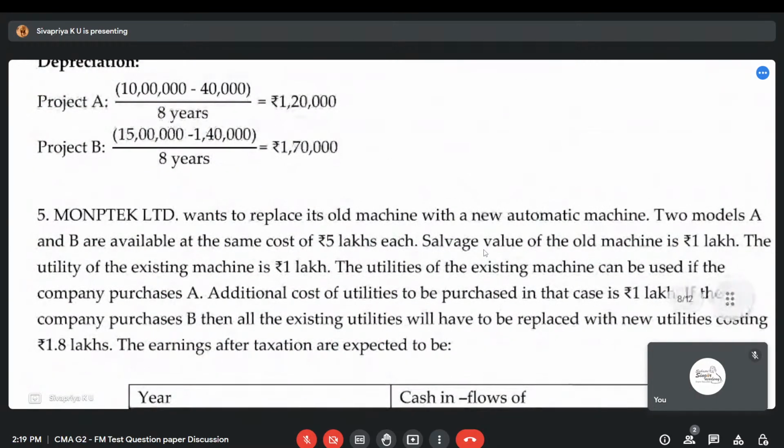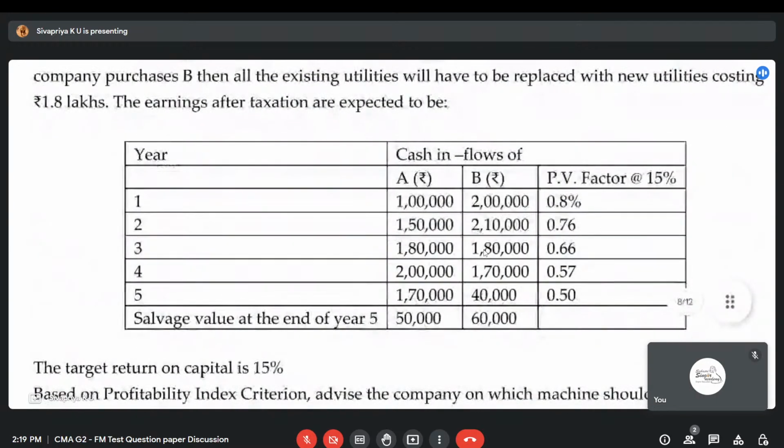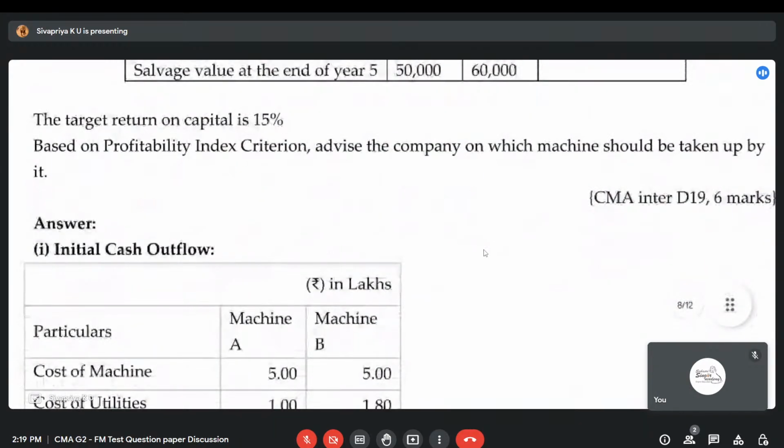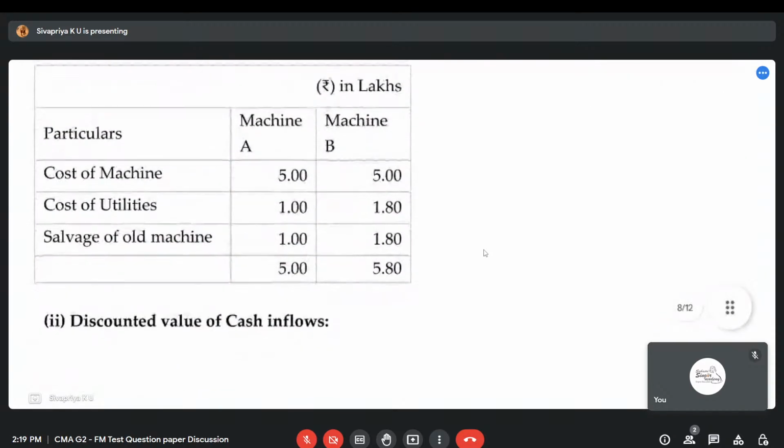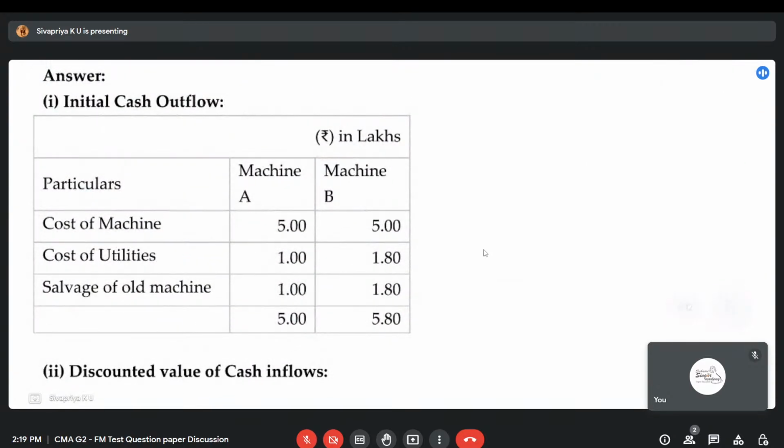Question number 5. இது வந்து ஒரு machine replacementக்காக கொடுத்திருக்க cash flow details. Based on the profitability index, you have to work it out. 6 marks. So initial cash outflow is for machine A 5 and for B it is 5.8.